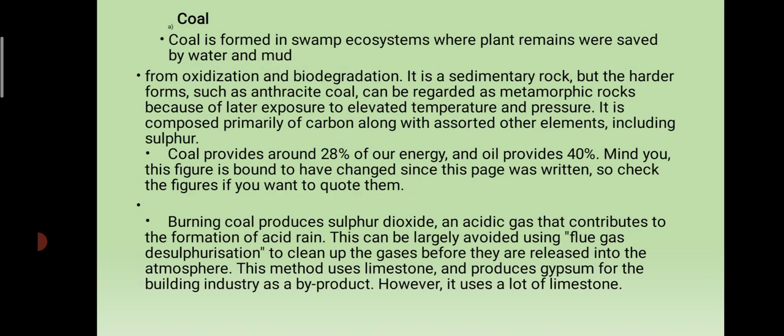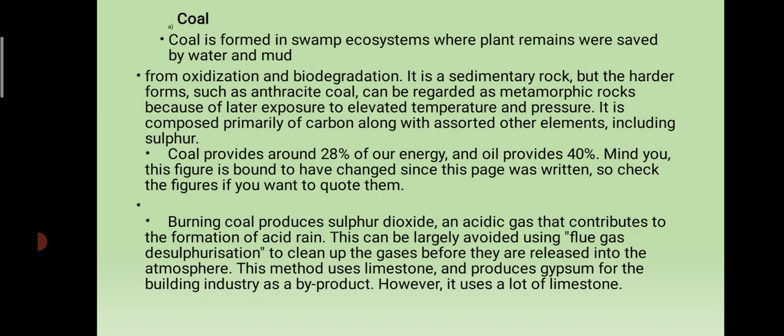Then coal. Coal is formed in a swampy ecosystem where plant remains were saved by water and mud from oxidation and biodegradation. It is a sedimentary rock, but harder forms such as anthracite coal can be regarded as metamorphic rock because of later exposure to elevated temperature and pressure. It is a compound primarily of carbon along with other elements including sulfur.